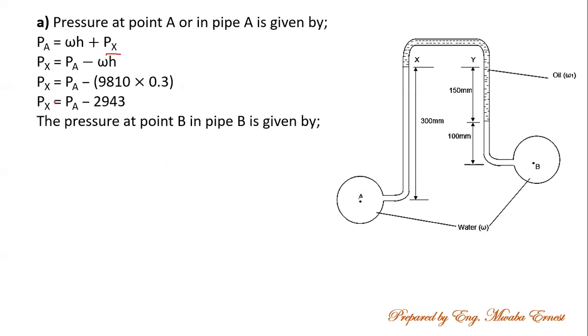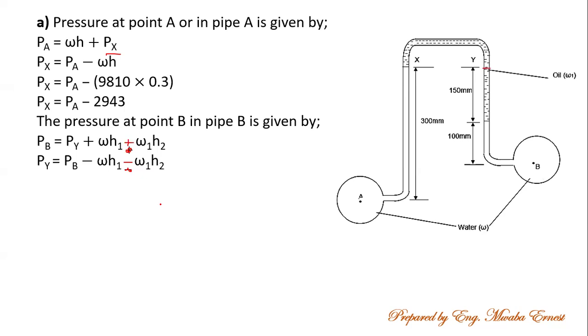Let's do the same for pipe B. PB is specific weight times that height plus specific weight times that height plus the pressure acting at Y, which is at that point. So these are the ones you are going to add together. And with that in mind, you can start plugging in. You know that this is actually a minus, and here we are adding the two items together. So PB minus all that.